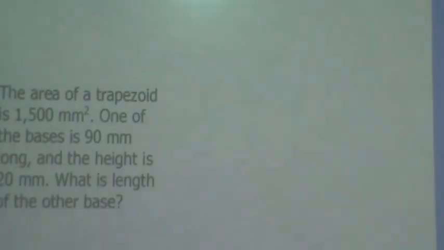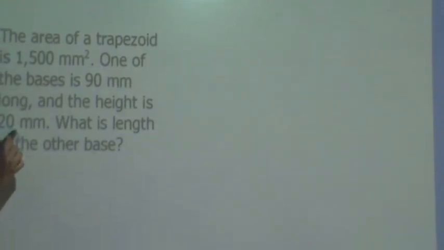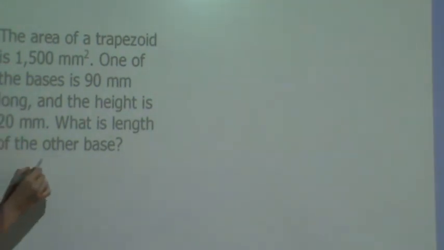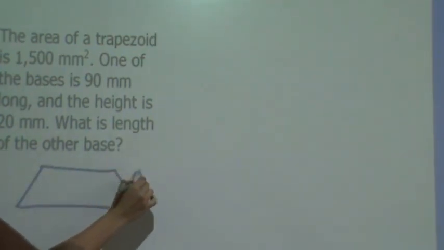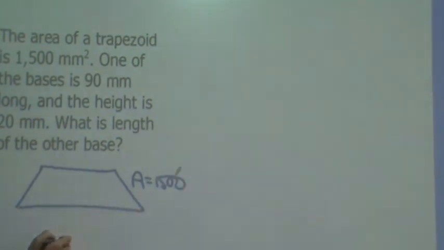Okay, all right, here's where it gets a little tricky. We have the area of a trapezoid. The area of a trapezoid is 1,500 millimeters squared. One of the bases is 90 millimeters long. The height is 20 millimeters. What's the length of the other base? Okay, it might help to visualize it. Maybe you want to draw a picture of it. Okay, we know the area is 1,500. We know one of the bases is 90. And we know the height is 20. And we want to know the other base.